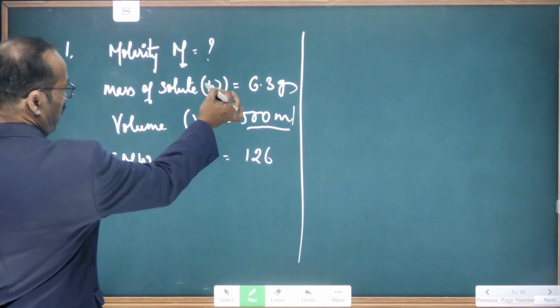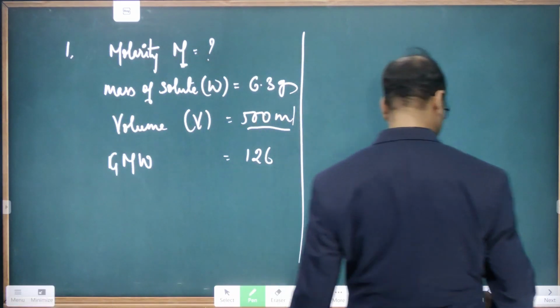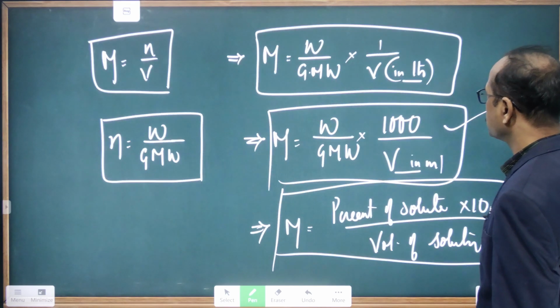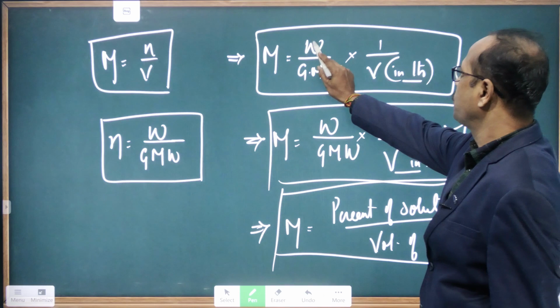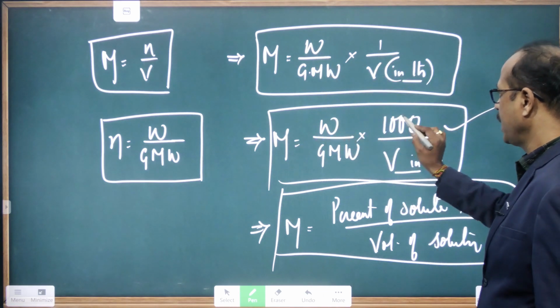Now, which formula will be used? See, molarity, weight of the solute, volume, and gram molecular weight. These four pieces of information we have. So this one is not possible, this is also not possible. Here you see molarity, weight, gram molecular weight, and volume. Here also molarity, weight, gram molecular weight, and volume.